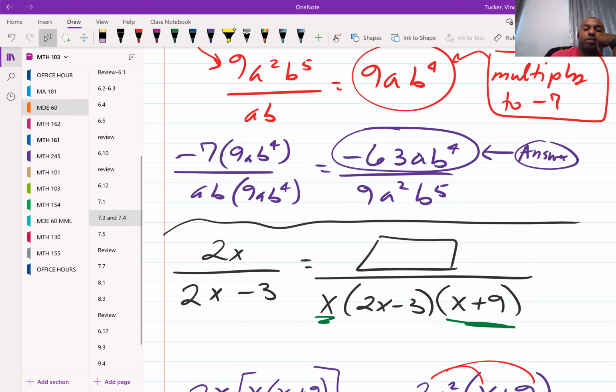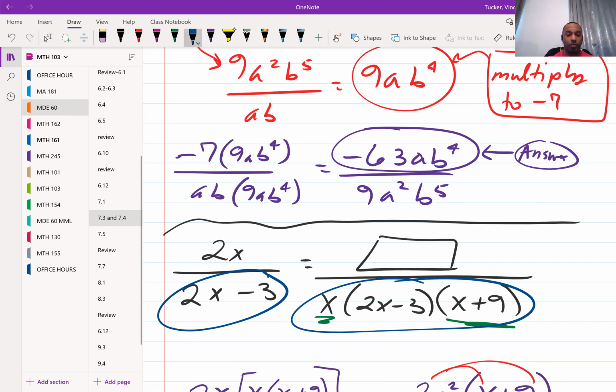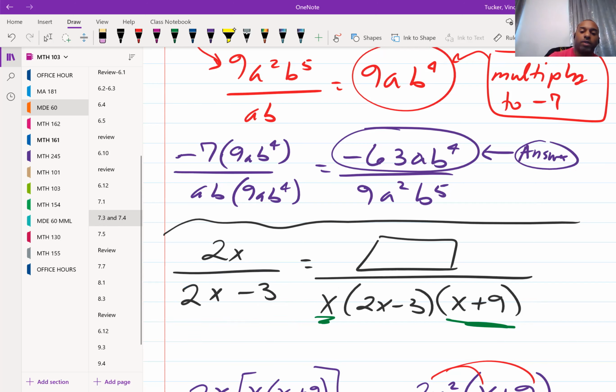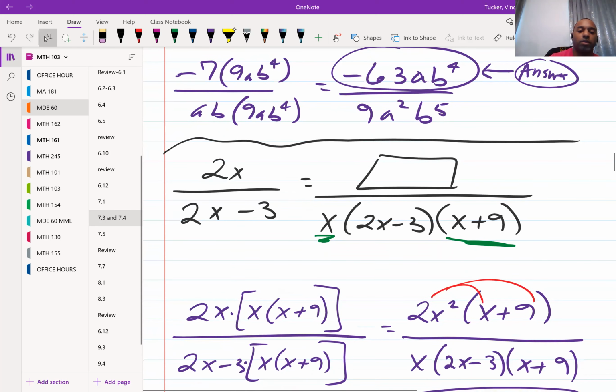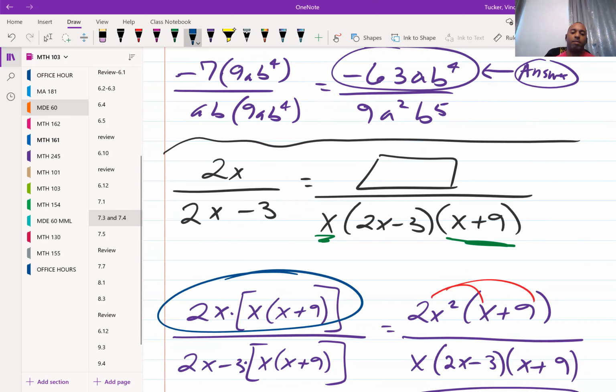And notice the difference. You always have to compare this to this and ask, what's the difference? What do I have over here that I didn't have initially? You notice that it's x and x plus 9. At first, it was just 2x minus 3. And now over here, I have x and x plus 9. That's a part of my denominator. So that's what I did here: multiply top and bottom by x times x plus 9.